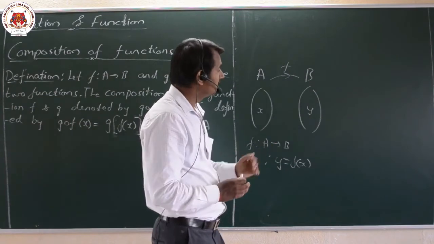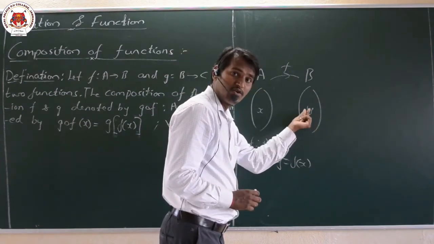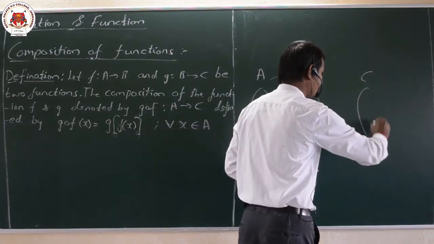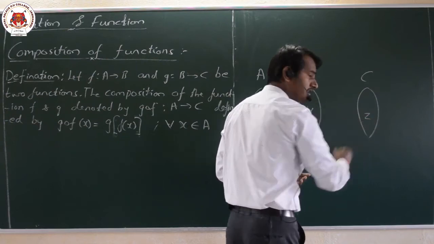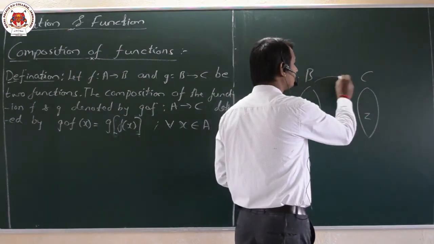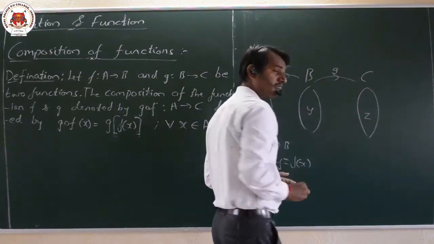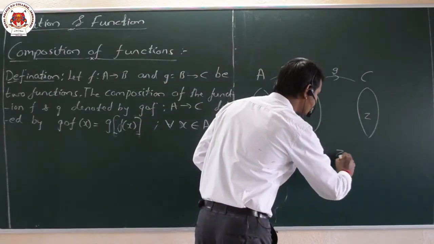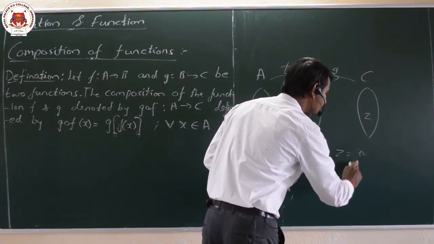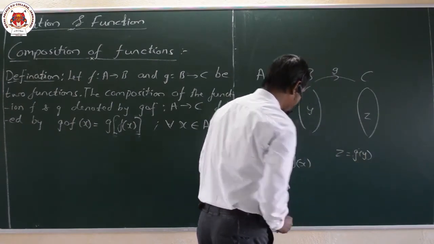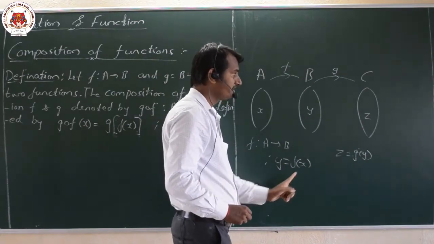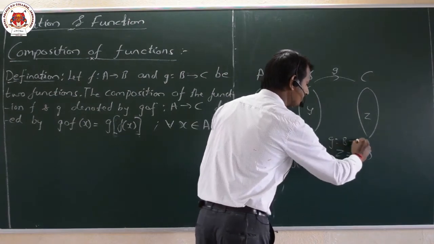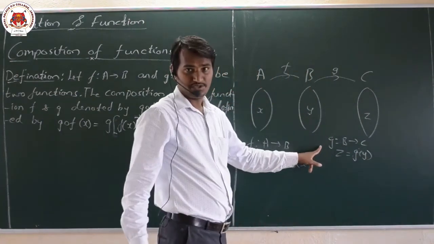Suppose this y is the domain of another function. That is, we have another set C, and all its elements are represented by z, and we have another function g, defined as z equal to g of y. Here g is a function from B to C.